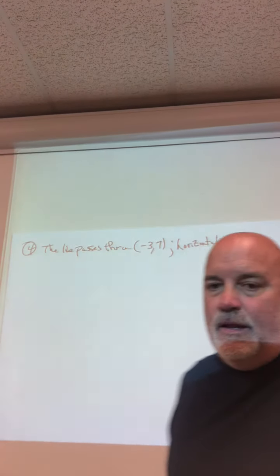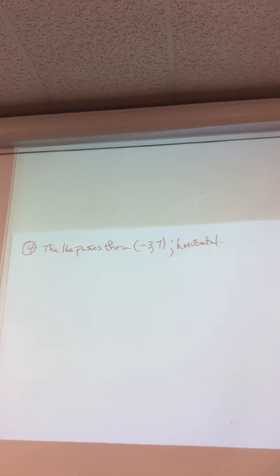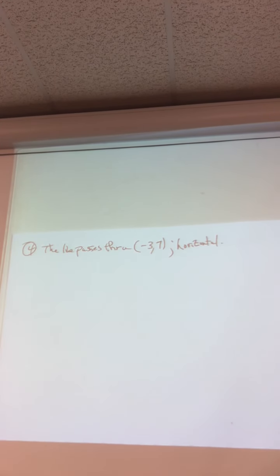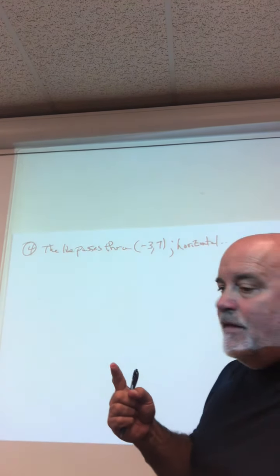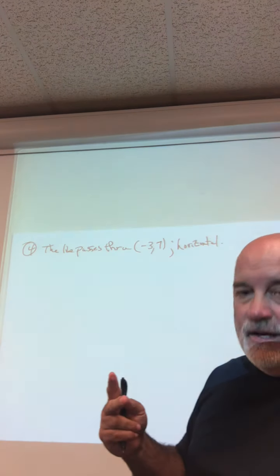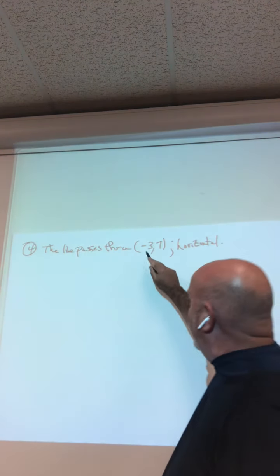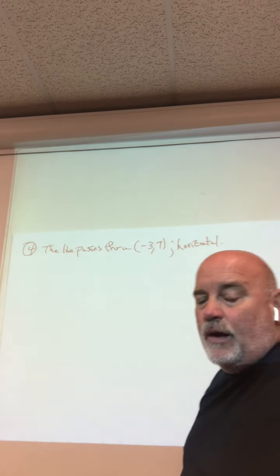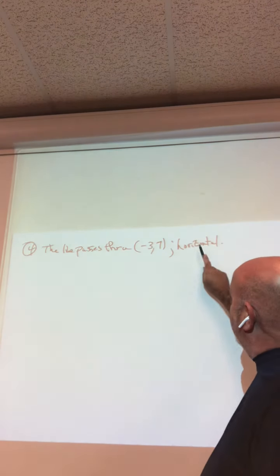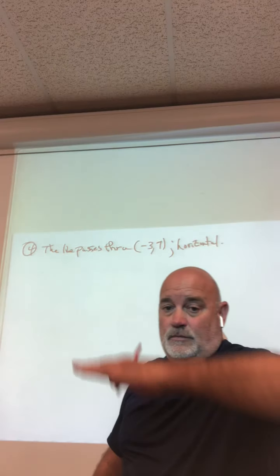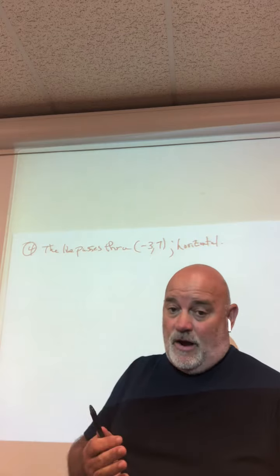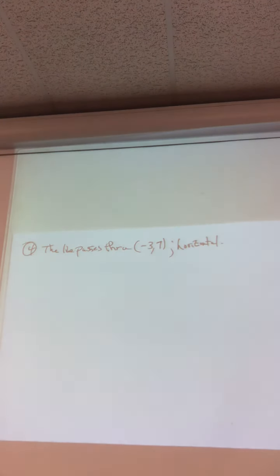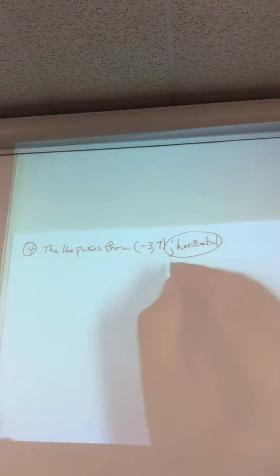Now, you say, now wait a minute. I thought I had to know, to get the equation of a line, I have to know two things. I have to know a point, and I have to know the slope. That is correct. I know a point. And you say, well, we don't know the slope. Yes, we do. Because if the line is horizontal, I automatically know that the slope is what? Slope is 0. So, from this, I know that the slope is 0.